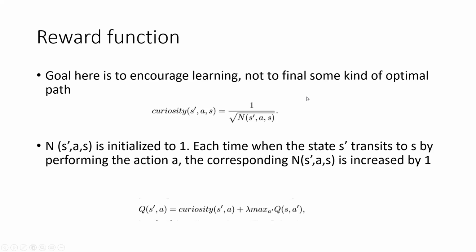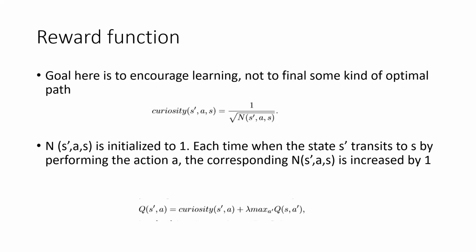You can see this. Basically, this value is initialized to 1, and each time state S prime transits to S by performing the action A, the corresponding count is increased by 1. So that means basically the more times you go into the same state, the less the reward goes. Yeah, the less curiosity we have.